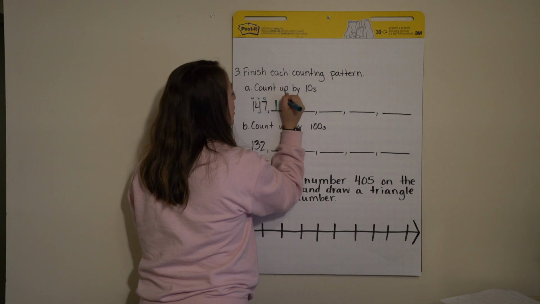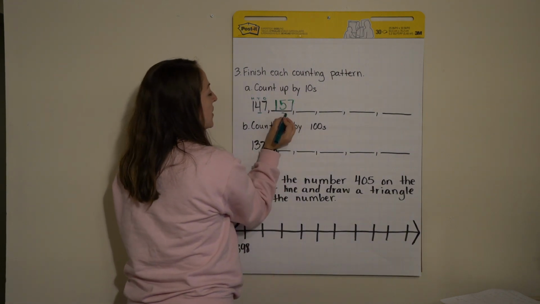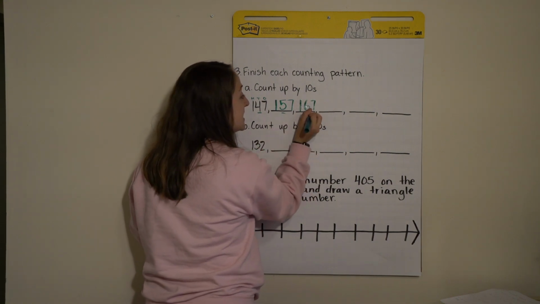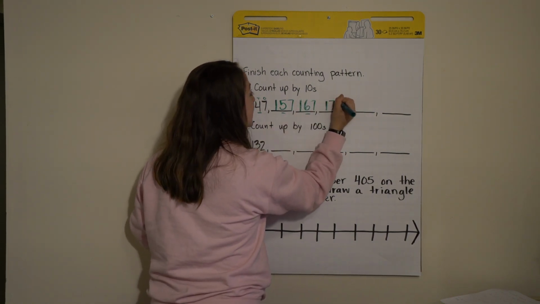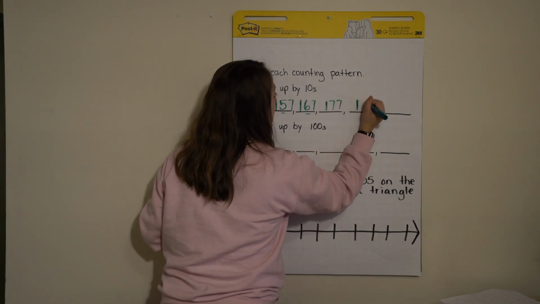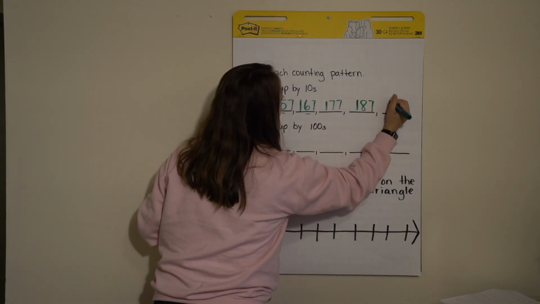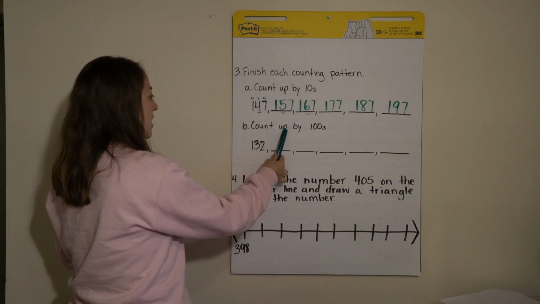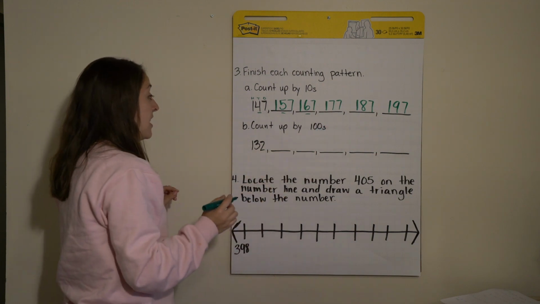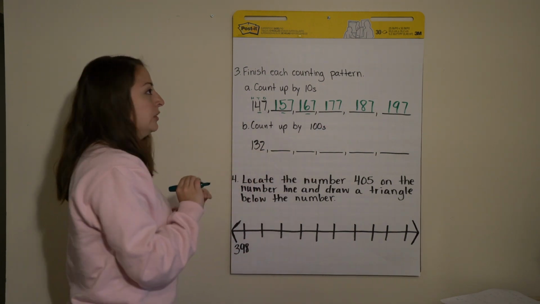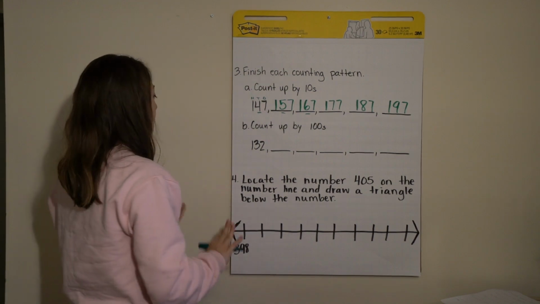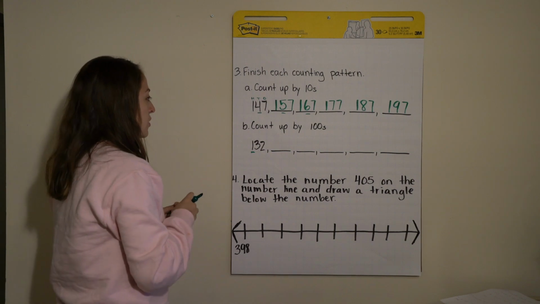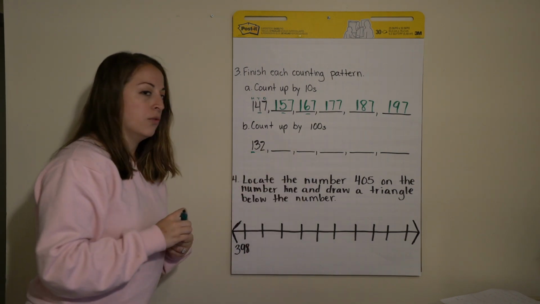147, 157. Notice how it went from 4 to 5 in the tens place. 167, 177, 187, and 197. Now for this next one, it says you're counting up by 100s. Now for this, our tens and ones will never change. It will always stay the same. But our hundreds are going to go up, okay, because we're counting up. So count up by 100s, and then we'll go over it when you're done.